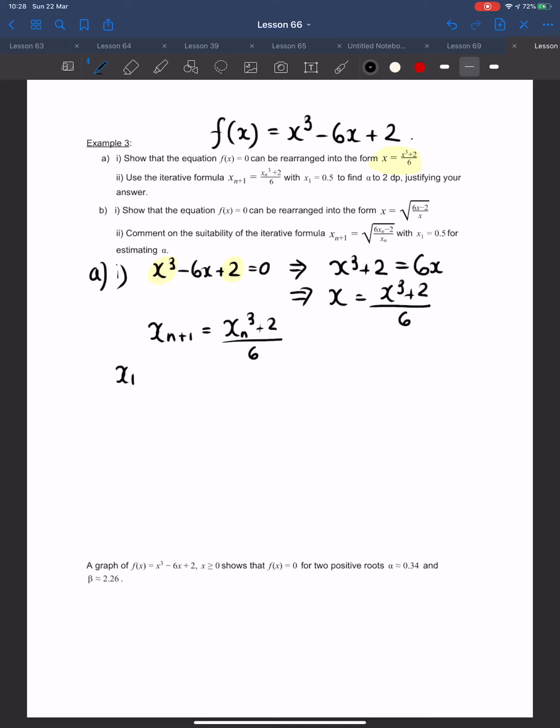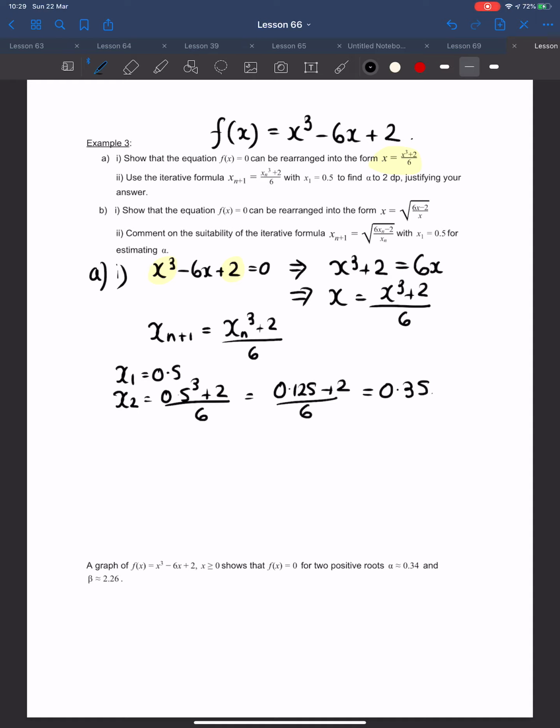So we start with x1 is a half, and then find alpha to 2 decimal places. Okay, x2. So we have to keep going through this iteration until the answers rounded off to 2 decimal places are the same. So x2 is a half cubed plus 2 over 6. Well, a half cubed is 1/8, 0.125, plus 2 divided by 6. I'm going to use the answers in the book. I don't have to calculate all these every time. They say it's 0.35.